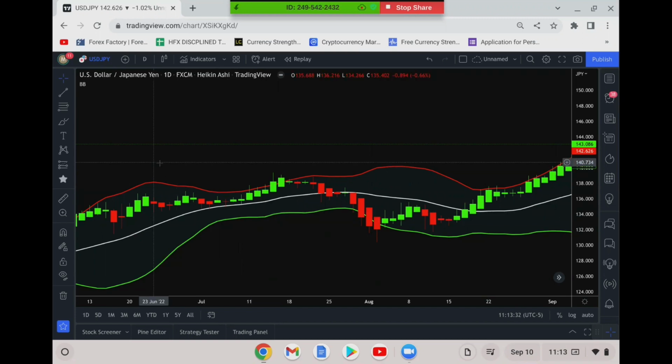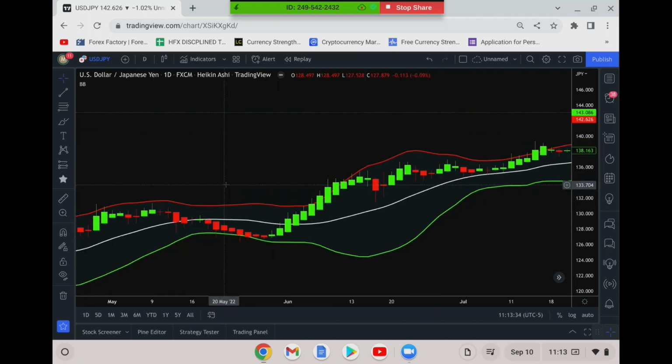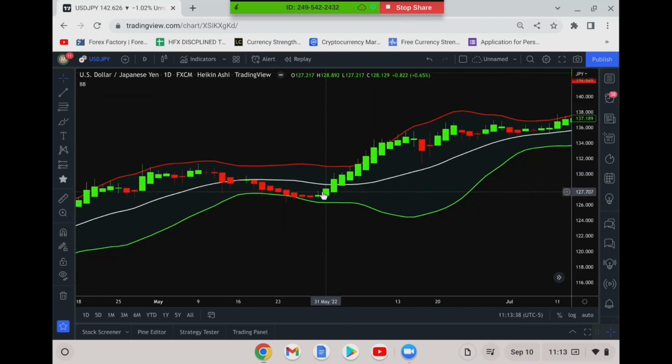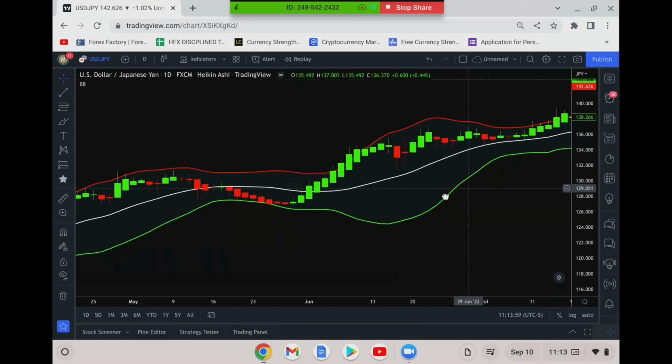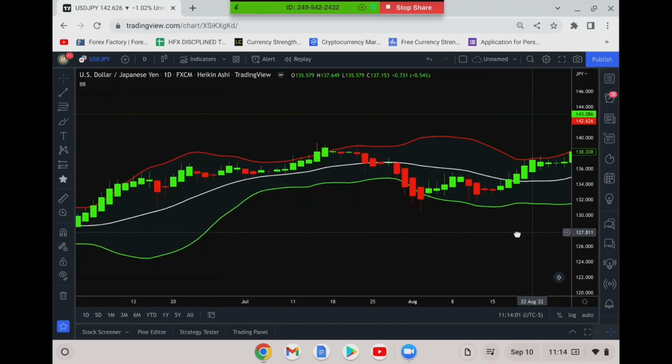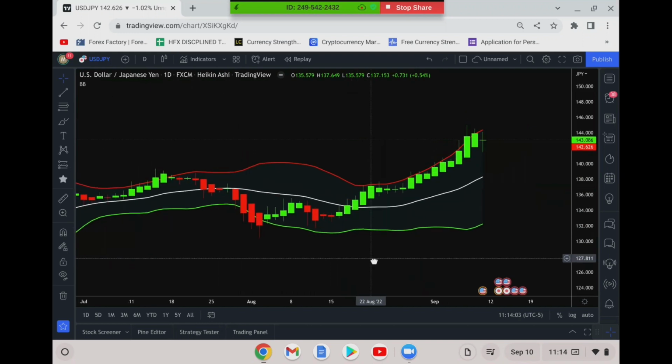Let's go back some more. And here's another example. The market didn't have a lot of momentum. The bands were close together. But as you can see, as price started to gain momentum, what happened to the bands? The bands began to break apart, right? They started to push apart. And the farther apart that the bands are, the stronger the trend is.